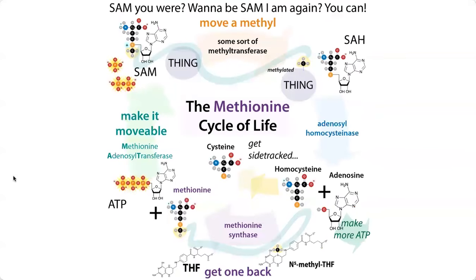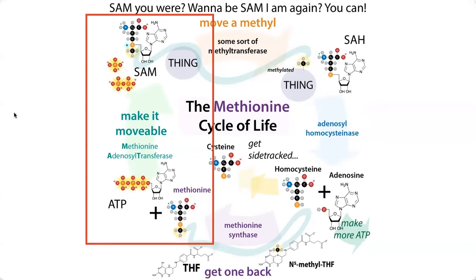In order to keep using methionine this way, however, we need to keep regenerating the methionine after we transfer the methyl group, and this is going to involve some folate biochemistry. We can also use methionine in order to make cysteine. So lots of cool stuff about methionine. Let's dig into the details of this methyl moving.